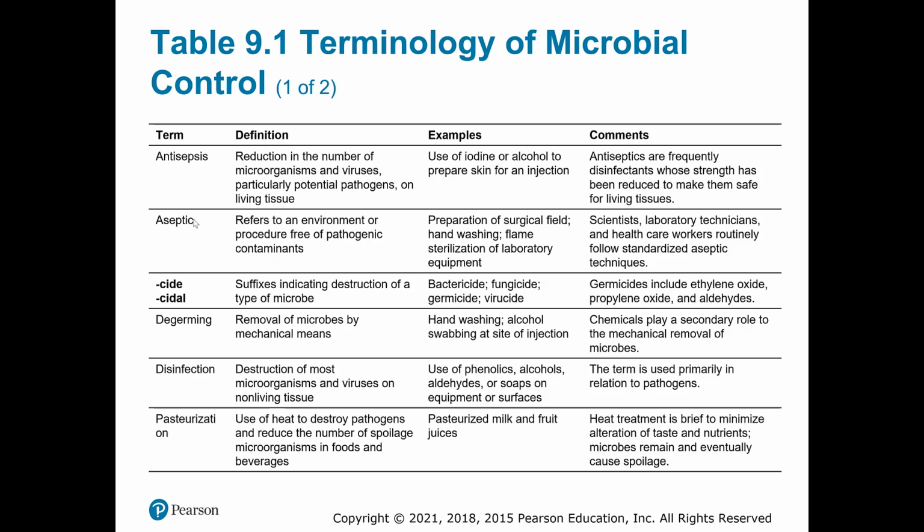So a microbicidal process or method or chemical is something that is going to kill and completely destroy a microbe. If you want to be more specific, you can say a bactericidal or bactericide or fungicide. And whatever prefix you're using is going to tell you what particular microbe that agent is working against.